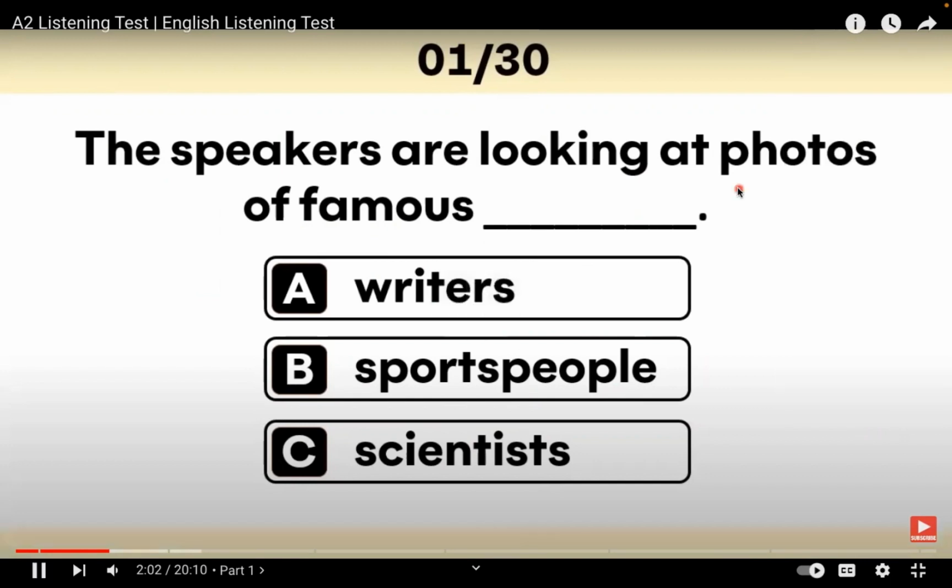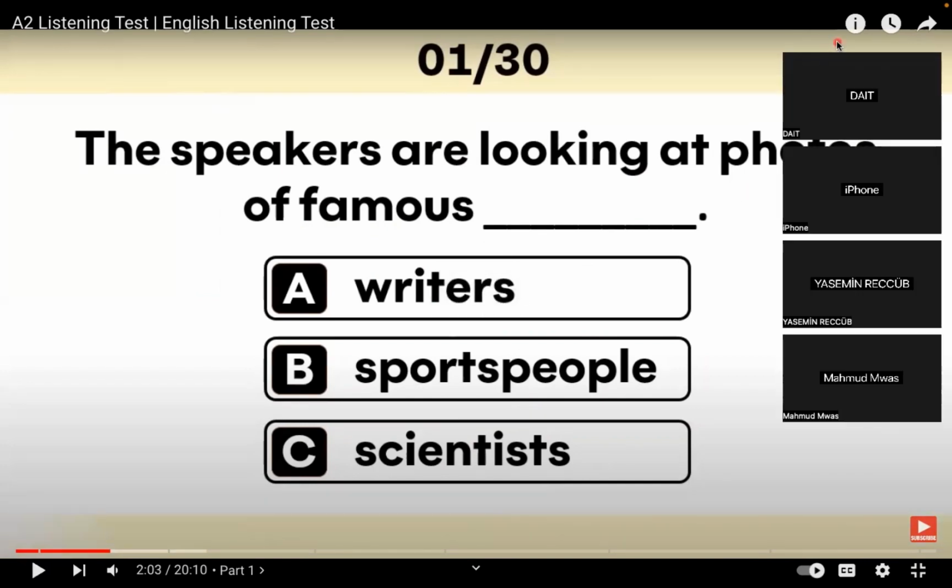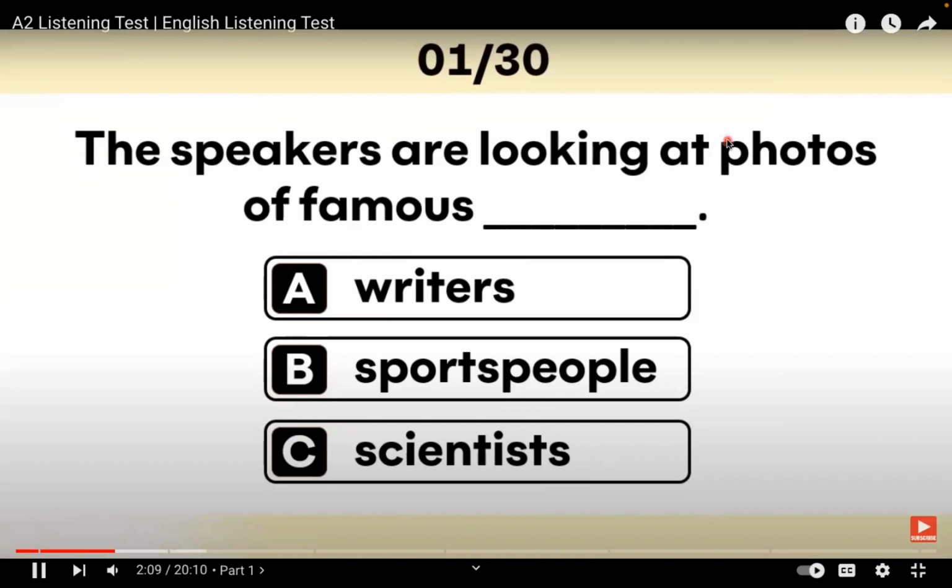Okay, let's have a look. Anyone has a different answer? Maybe sports people or scientists? Let's have a look. The answer is sports people. They're talking about athletes like Usain Bolt, who is a runner. He runs very fast. So we're talking about sports people, not writers.